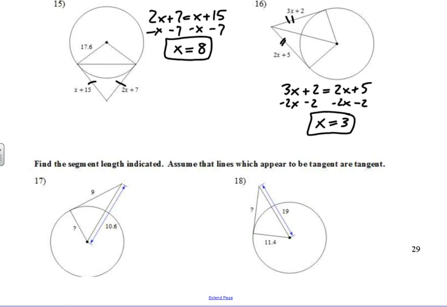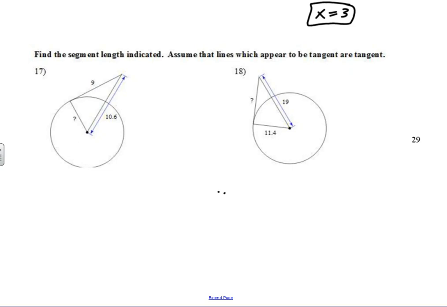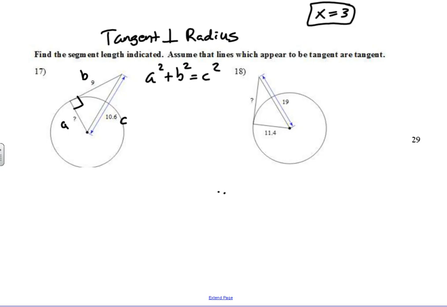All right, now a little bit of a different thing here, looking at a different relationship. Find the segment length indicated. Assume lines which appear to be tangent are. So here's the big thing: the tangent is perpendicular to the radius. Well, what do we know about right triangles? We know our Pythagorean theorem, the sum of the squares of the legs equals the hypotenuse squared.